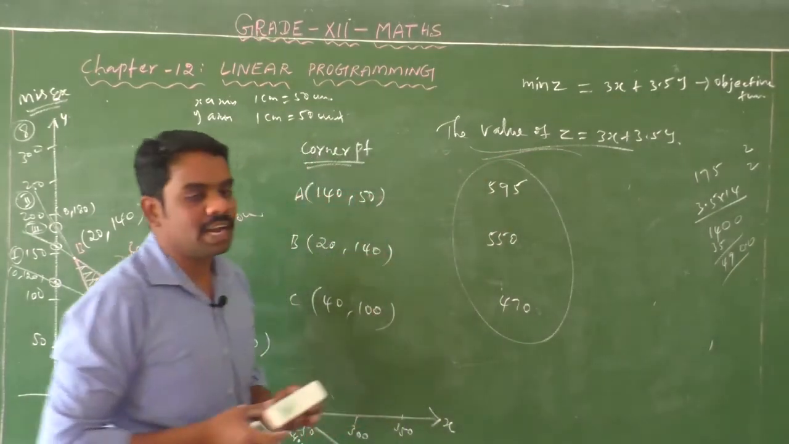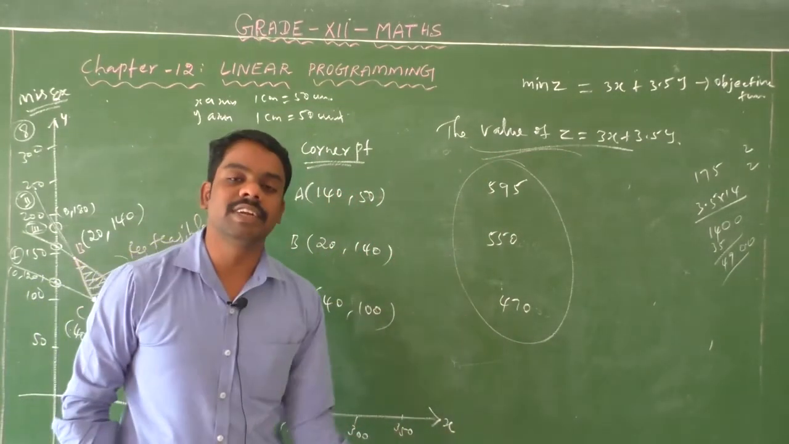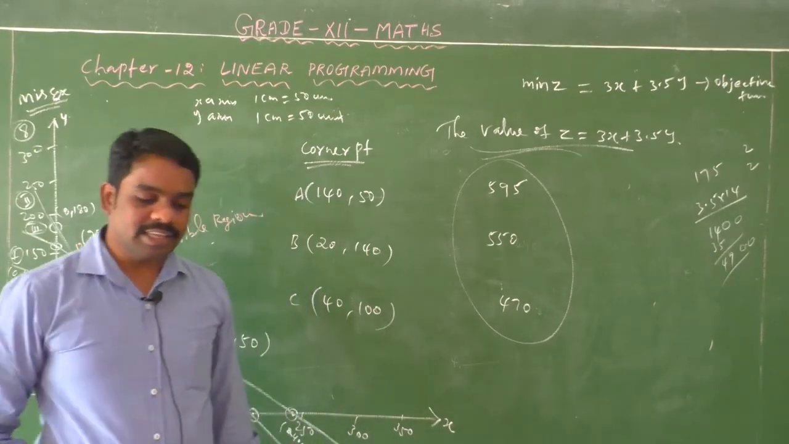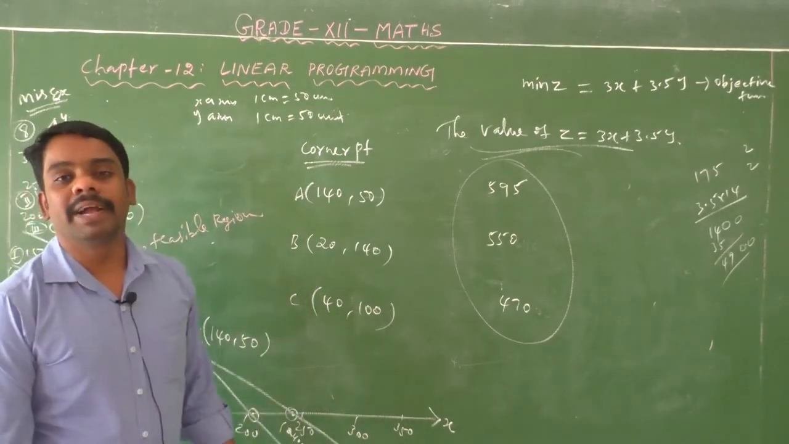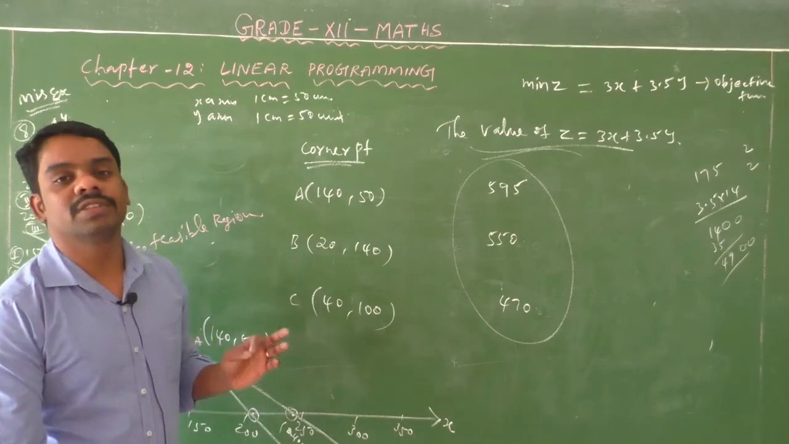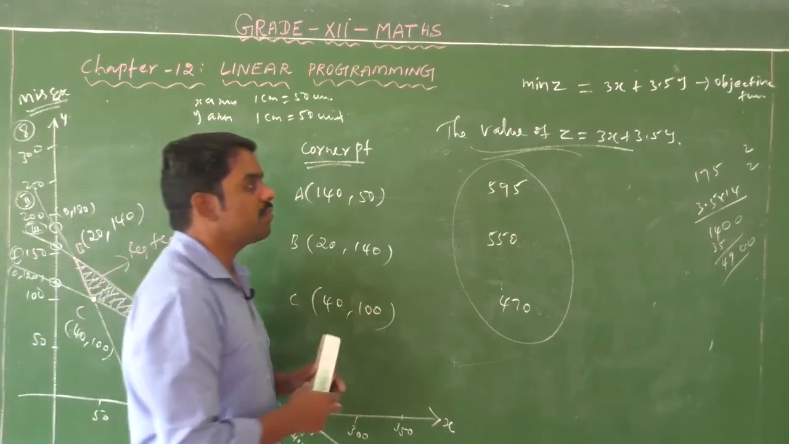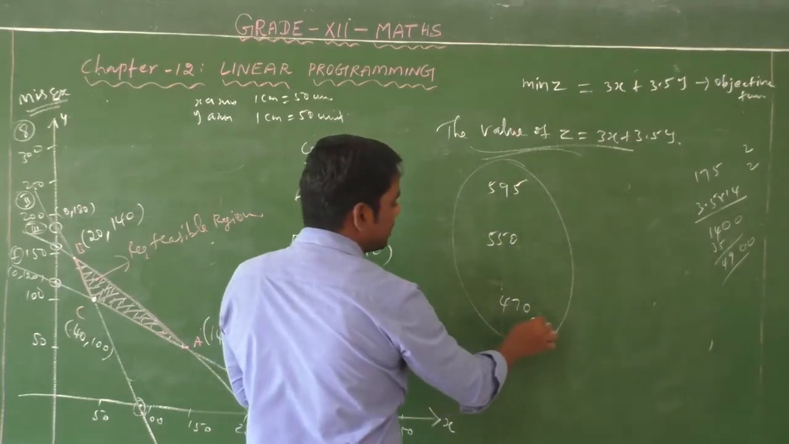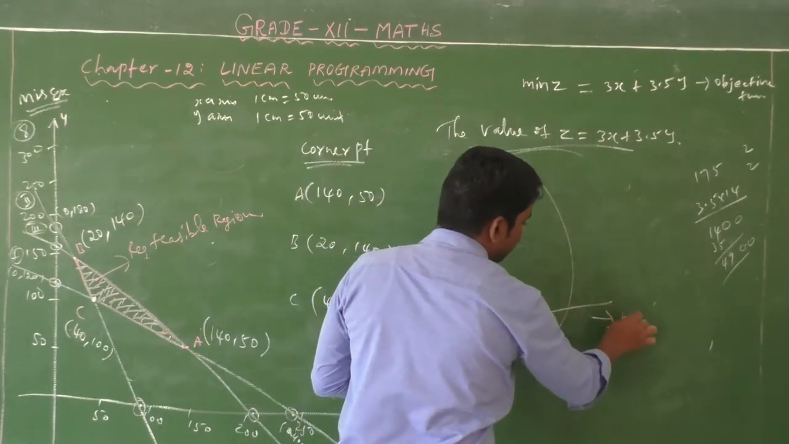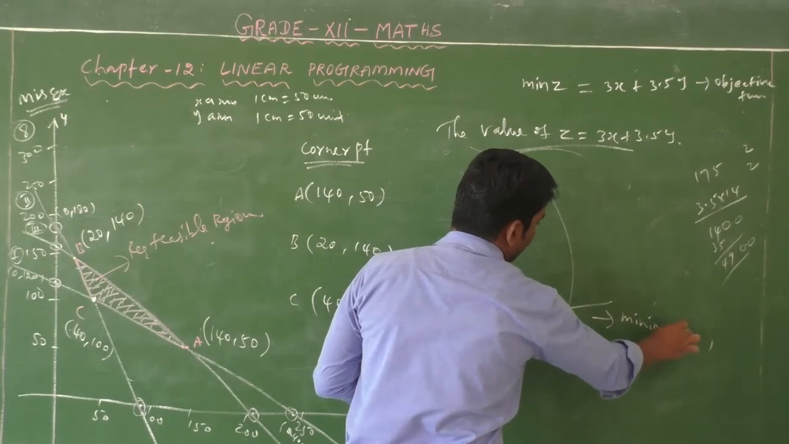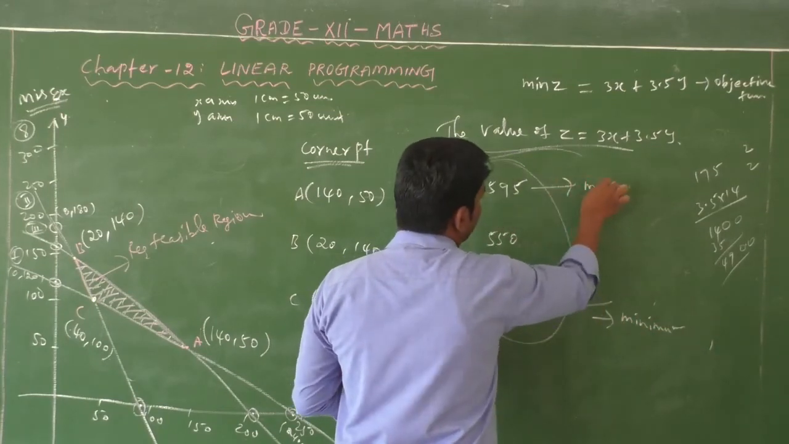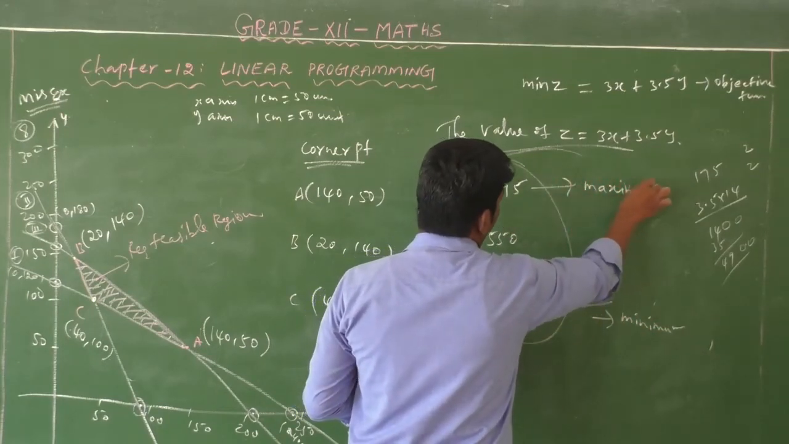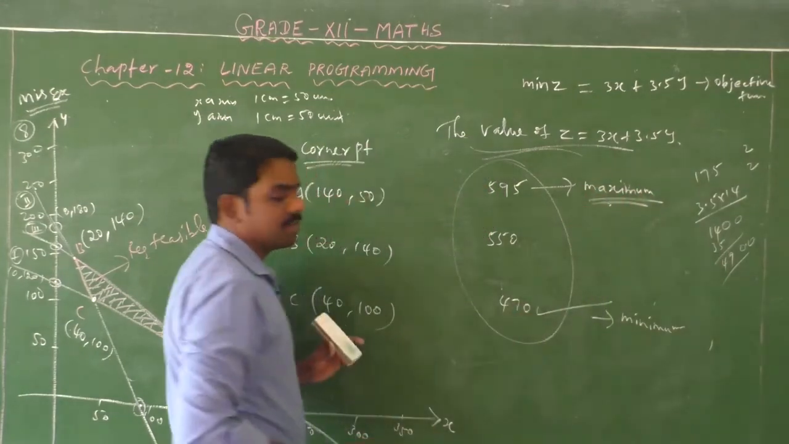Compare these three values: 595, 550, 470. The required answer for question number 8 is the minimum amount of nitrogen added to the ground. So this one, 470, is the minimum, and here 595 is the maximum.